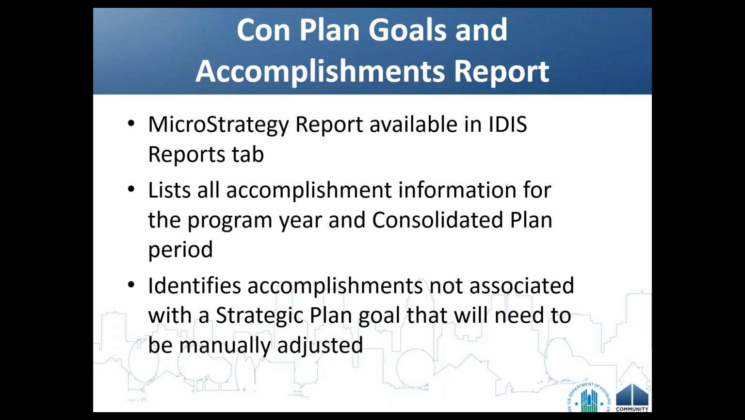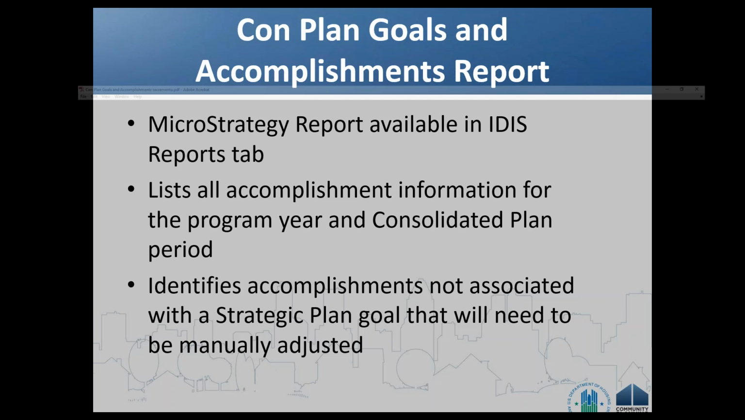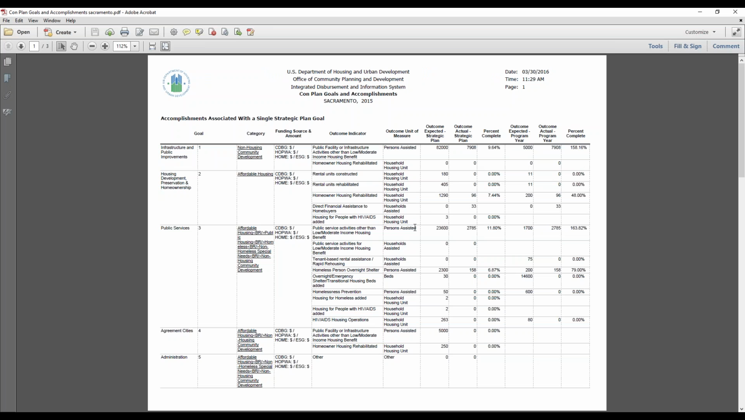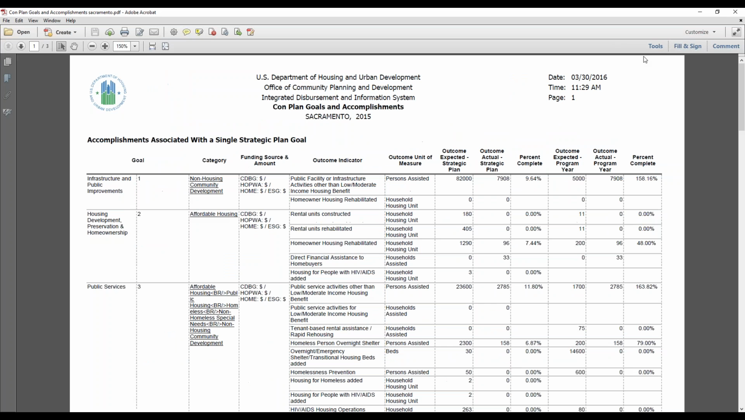The second and third sections are accomplishments that were reported in the system, but for one reason or another, the system cannot tie that back to a specific goal. So why don't we go ahead and take a look at that report, Chris. There we go. Can you zoom in just maybe a little bit? Thank you, sir.